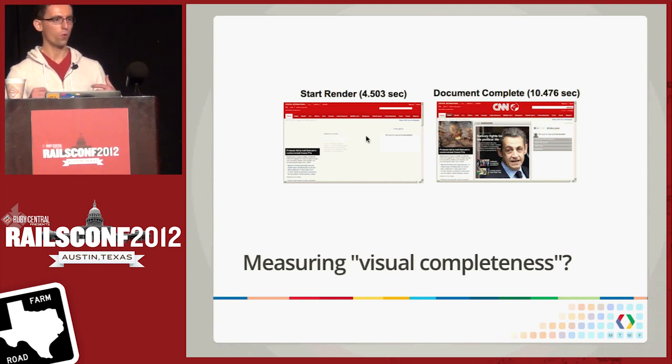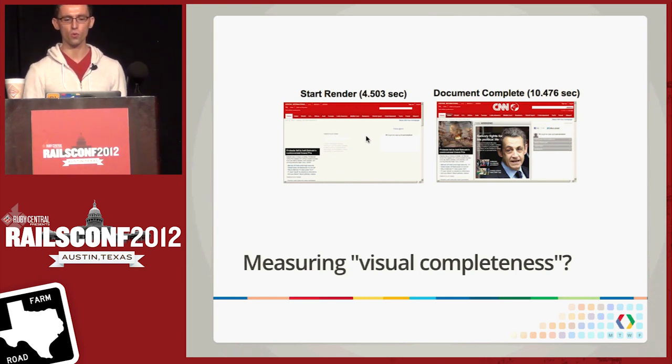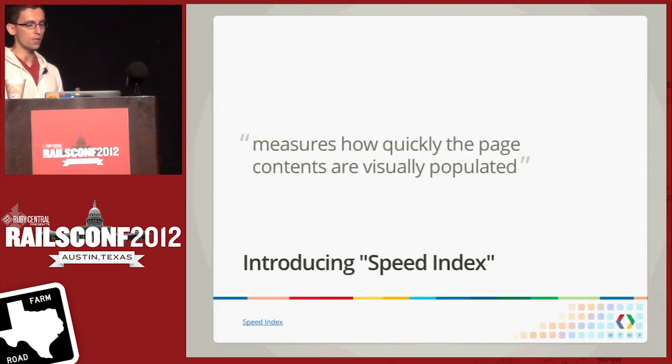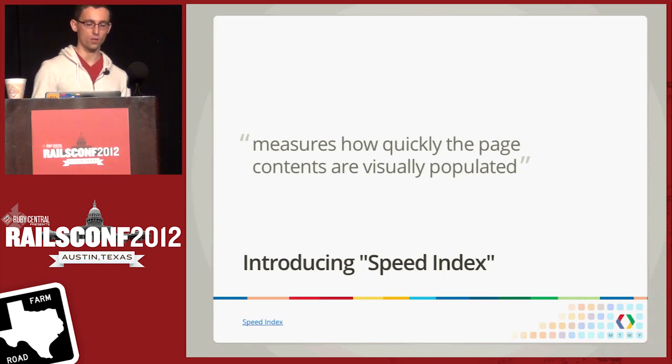So how do we measure this visual completeness? It could be the case that a page takes 20 seconds, but you can do a lot of stuff even 1 second in. So we introduced this new metric, or we're playing with this new metric, called the speed index, which is a way to measure or quantify how quickly the page visually gets populated.